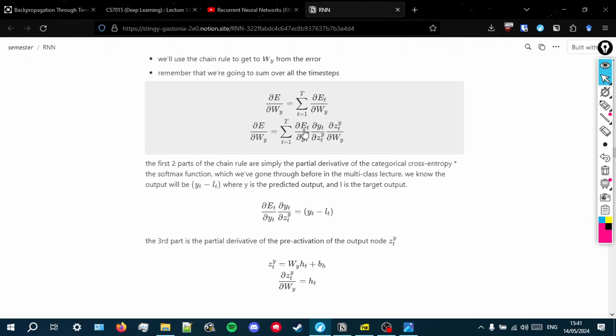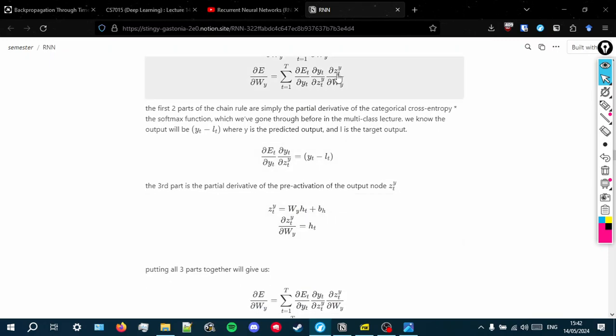So breaking this chain rule down, these first two parts we're already familiar with. Again, we're working with the softmax function, and we've already calculated this for the softmax before with the multi-class classification. So this E over Y and Y over Z is just Y minus L of T. Or in the multi-class classification, we took that as Y minus T, where T is our target. Here L is our target output. But we don't necessarily have to go through that proof again. We can just plug in that these two first components of the chain rule are just going to be Y minus the target.